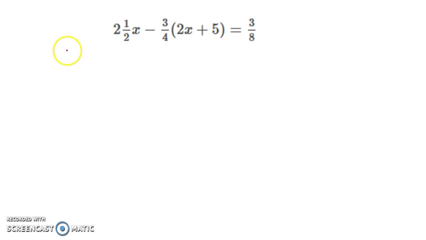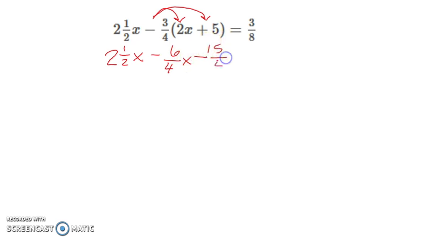This problem is a little complex, but we will walk through it in this video, and I hope it helps. So the first thing you want to do is the distributive property, where you distribute this -3/4 to everything inside the parentheses. When you multiply a fraction by a whole number, you multiply the numerator. So 3 times 2 would give you 6/4 x minus 15/4 equals 3/8.